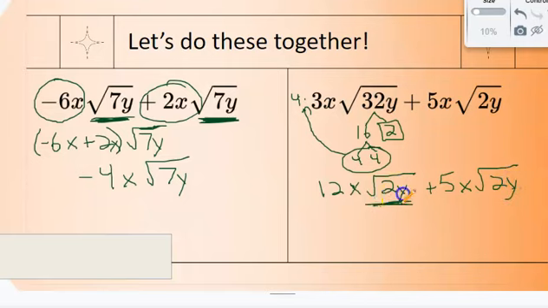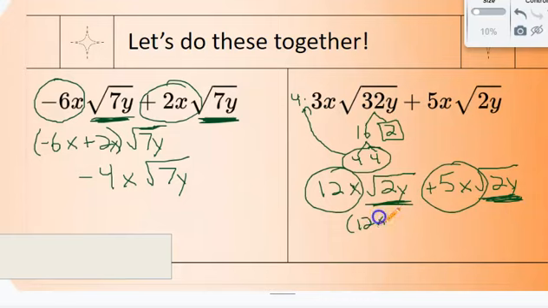Look, now I have like terms. All I have to do is add the stuff in front. So 12x plus 5x goes in front. Square root 2y goes at the end. 12x plus 5x is 17x. And I just bring down my square root 2y. No doubt this takes some practice, but you're going to get it.